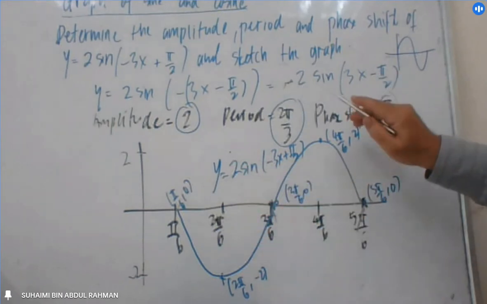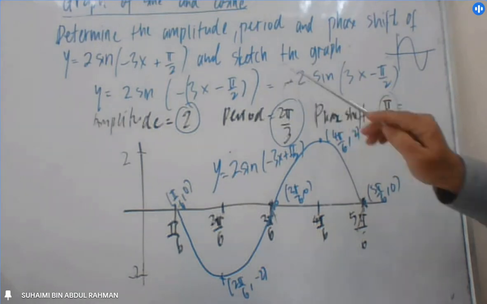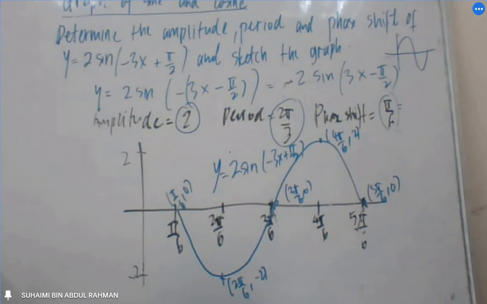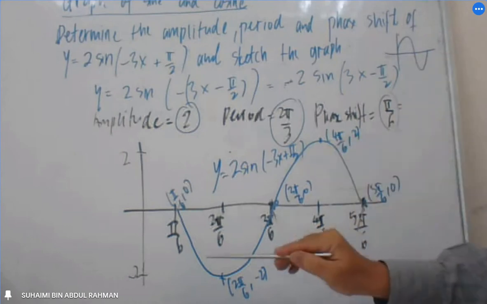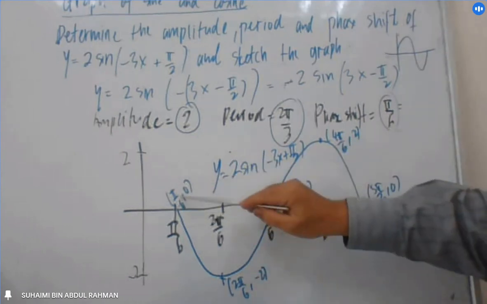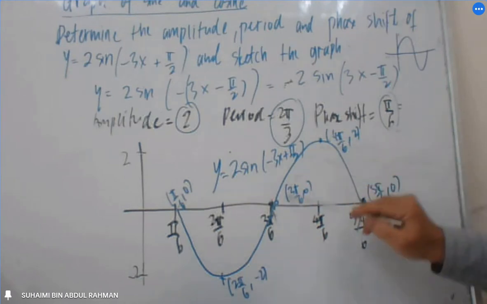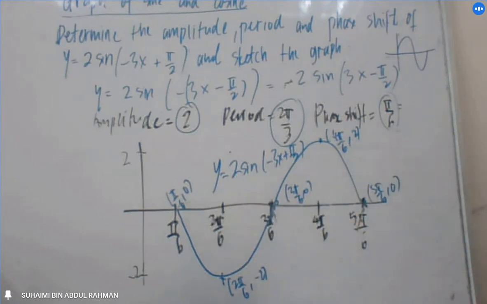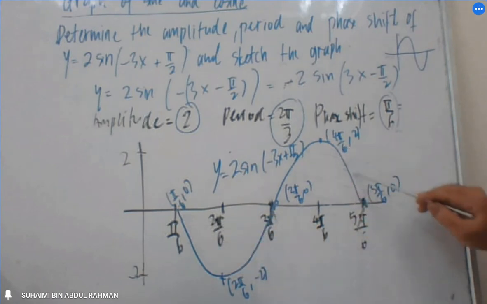However, we need to remember that we have minus. Our function has a minus. Therefore, we have to make a reflection. So we reflect, and we get this shape after we reflect. Now, after reflection, we get this shape.